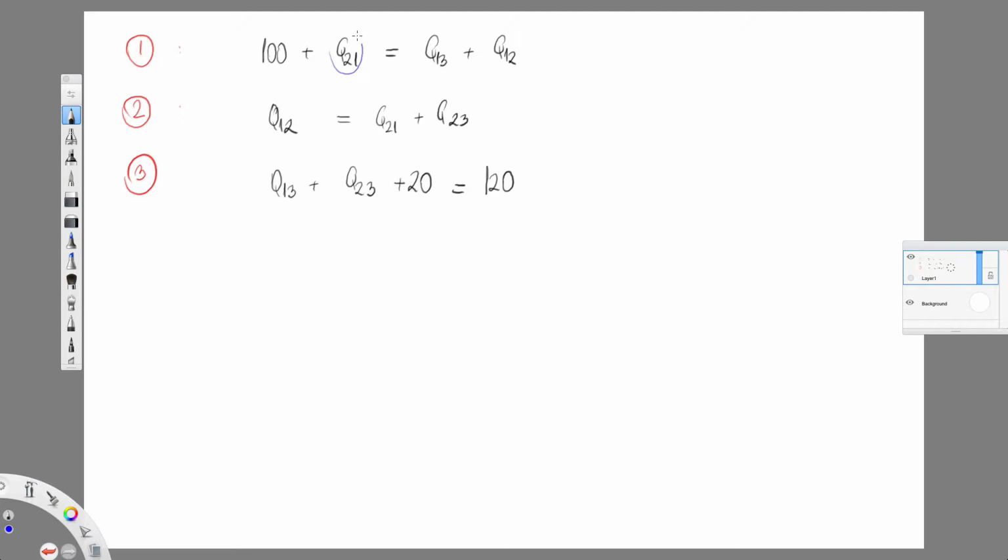How many unknowns do I have? So there's Q21, Q13, Q12. This is the same as Q12 already, Q21, Q23. And that is 4 altogether. So I have 4 unknowns and 3 equations.